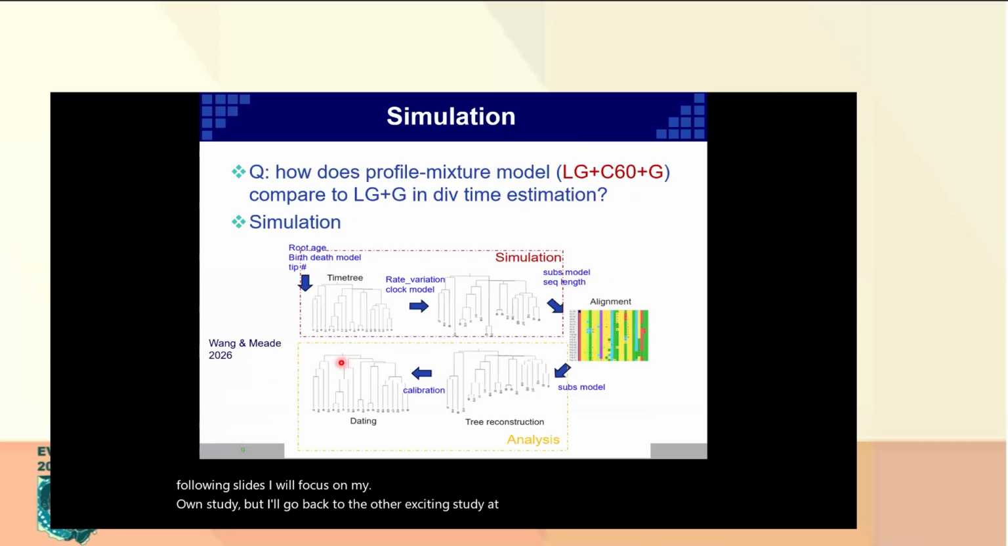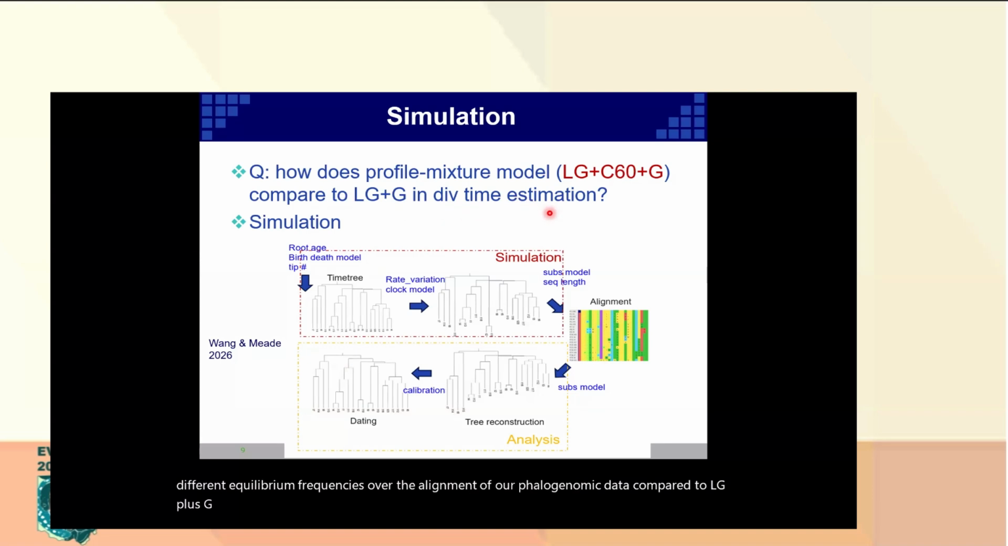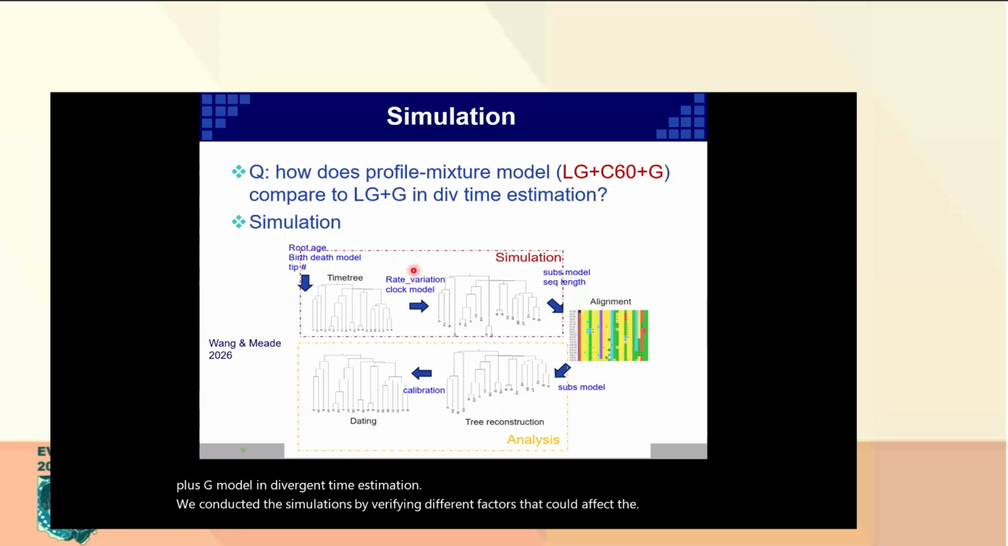So our question is, how does profile mixture model, namely LG plus C60 plus G, where we assume 60 different equilibrium frequencies over the alignment of our phylogenomic data, compare to LG plus G model in divergence time estimation. So we conducted the simulations by varying different factors that could affect the generation of the time tree, the length of the alignment, and the different calibrations.